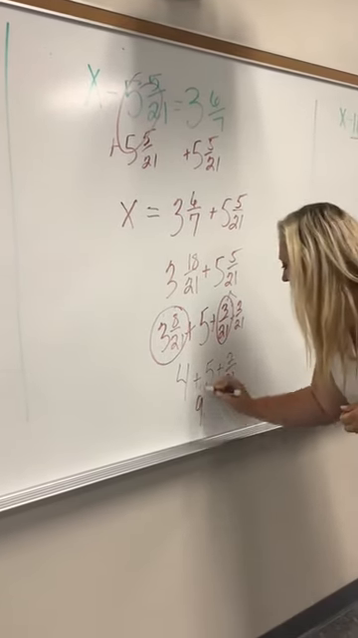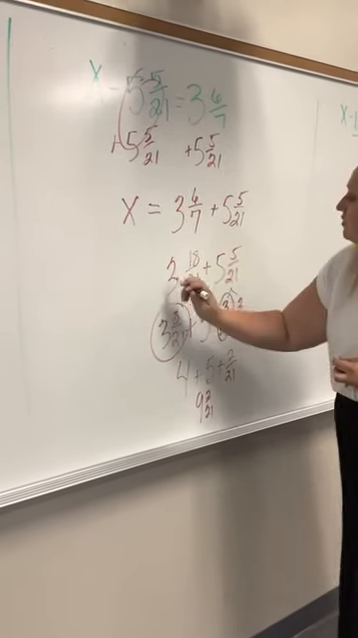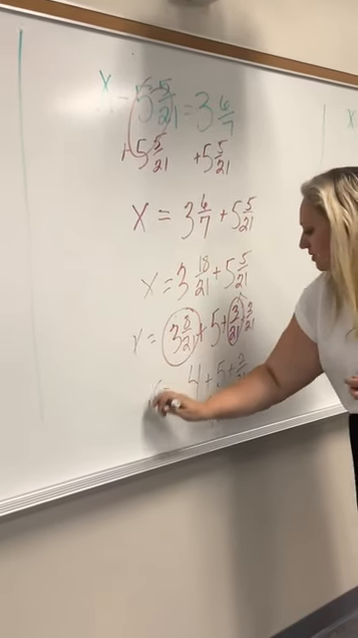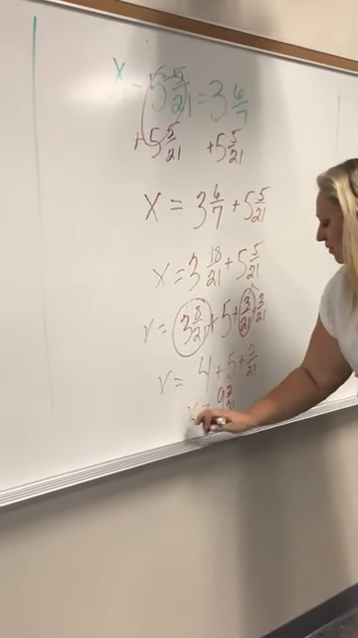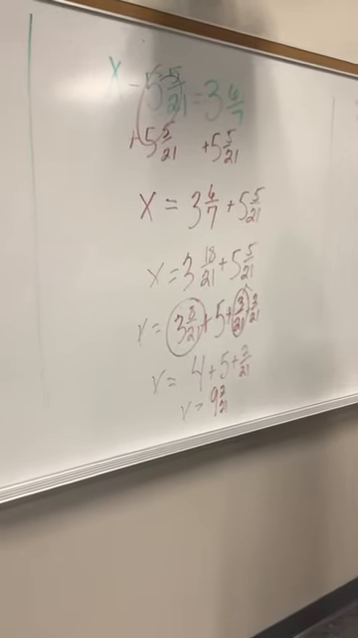So then I know that my sum here is going to be 9 and 2/21, which means this was equal to x, this was equal to x, and then in that simplest form, we make our equation that x is equal to 9 and 2/21.